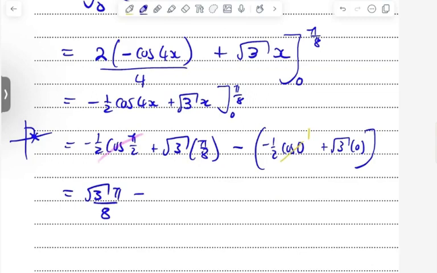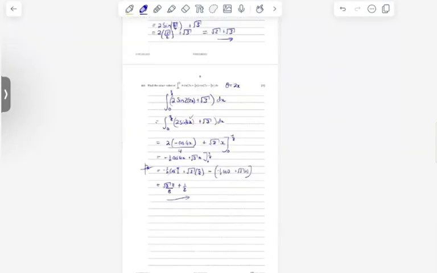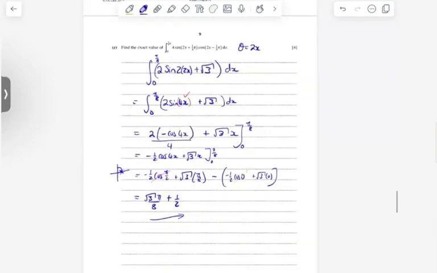So minus and a minus becomes plus half. And then the root 3 falls away. So we end up with pi root 3 over 8 plus a half. And that is the correct answer. That's the exact value of that integral.